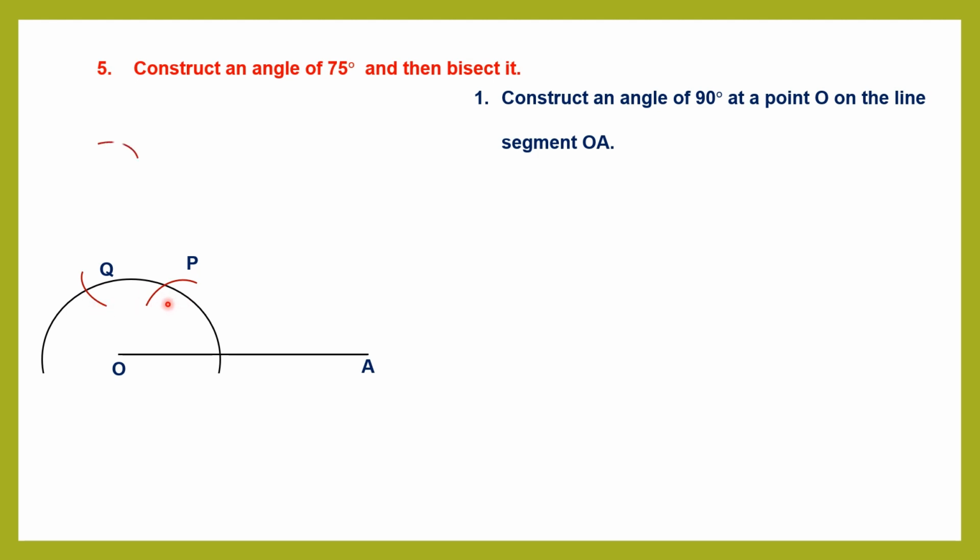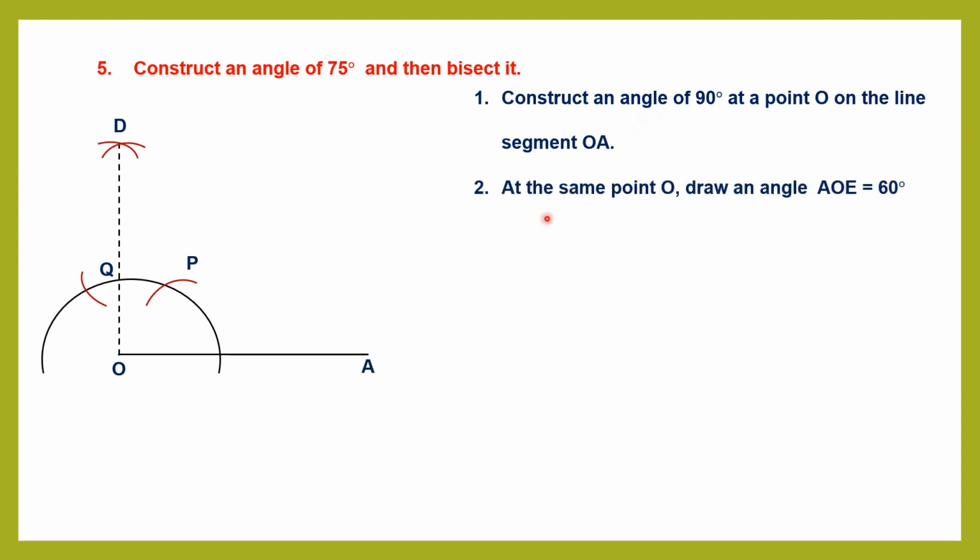Now from P, you draw an arc on top. From Q, the arc intersects the other arc. Now there is a point here, that is D. Now join D and O. OD is now 90 degrees. The first thing we did is construct an angle of 90 degrees.